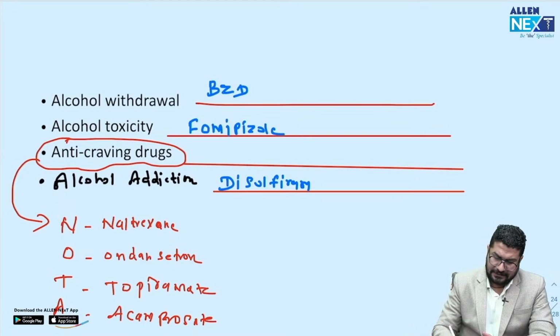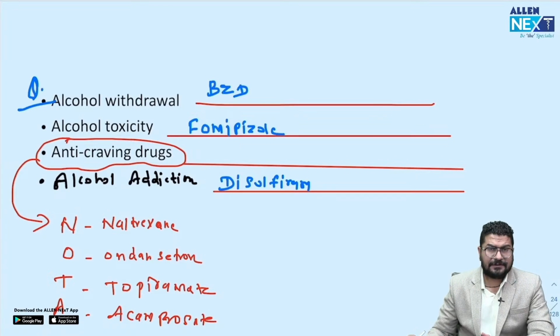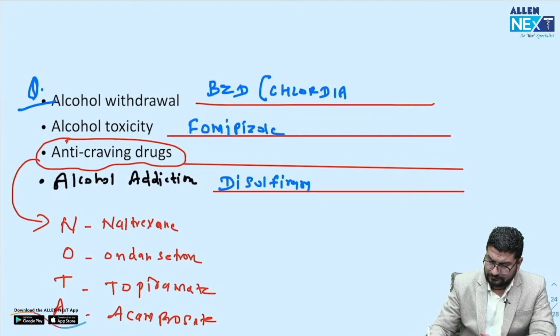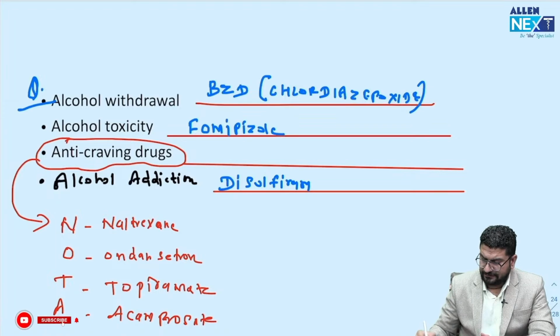Question they asked in the last attempt was about which benzodiazepine to use. So remember, the preferred benzodiazepine is chlordiazepoxide. Chlordiazepoxide is the preferred benzodiazepine. The brand name is Librium.